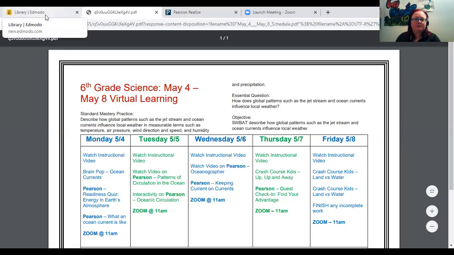Okay, so the standard that you are doing this week is to describe how global patterns such as jet stream and ocean currents influence local weather in measurable terms such as temperature, air pressure, wind direction and speed, humidity, and precipitation. The essential question is, how do global patterns such as jet stream and ocean currents influence local weather? And students will be able to describe how patterns such as jet stream and ocean currents influence local weather.